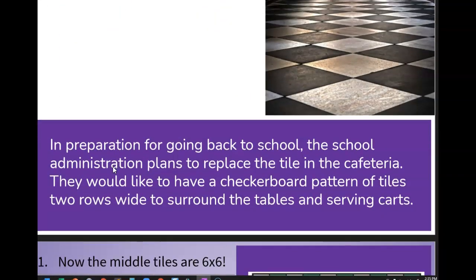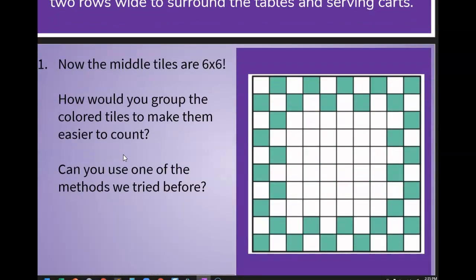In preparation for going back to school, the school administration plans to replace the tile in the cafeteria. They would like to have a checkerboard pattern of tiles 2 rows wide to surround the tables and serving carts. Okay, I guess this is a school that has a cafeteria. I don't know. I've never been to a school like that, but we're going to replace the tiles in the school cafeteria.